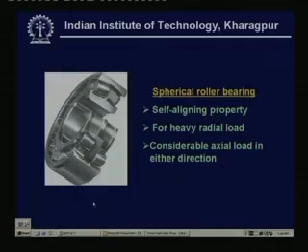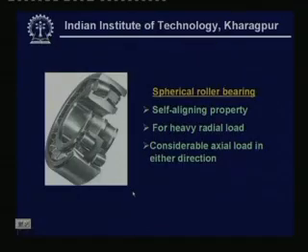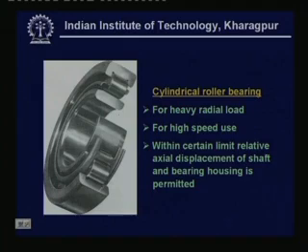Then we have the spherical roller bearing, and this particular bearing has a self aligning property. This is for the heavy radial load as mentioned. Considerable axial load in either direction can also be applied onto these bearings. The next one is a cylindrical roller bearing. Earlier we have seen the rollers were tapered in nature, and these rollers are basically cylindrical in nature. So, these are used for heavy radial load, for high speed use, and within certain limit relative axial displacement of shaft and bearing housing is also permitted in this particular type of roller bearings.